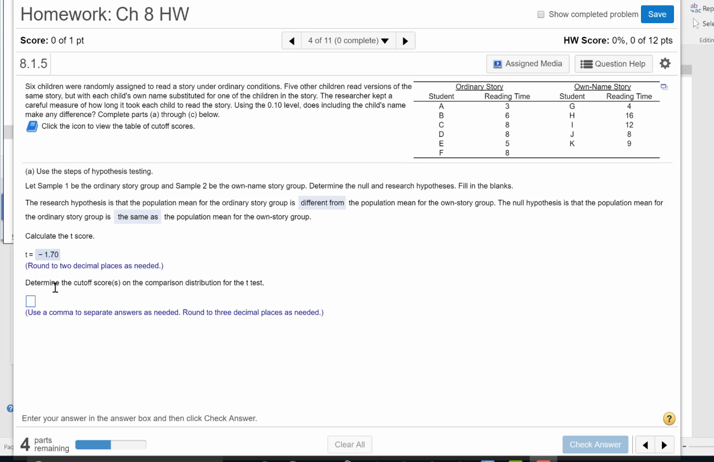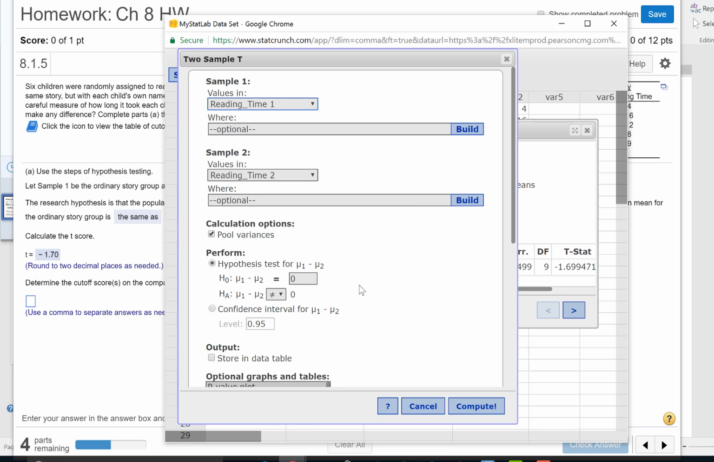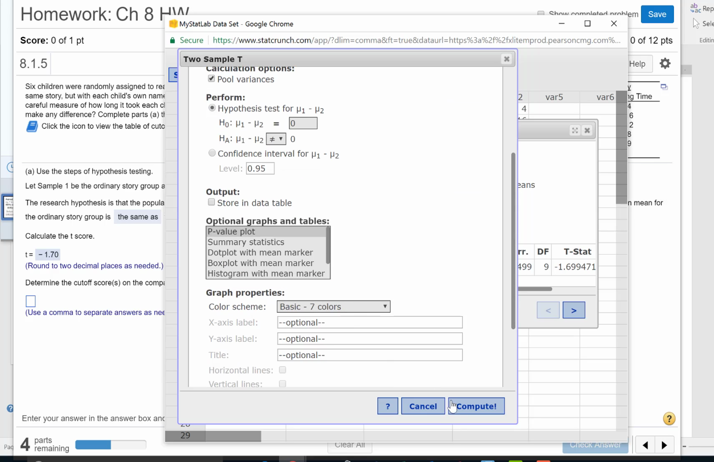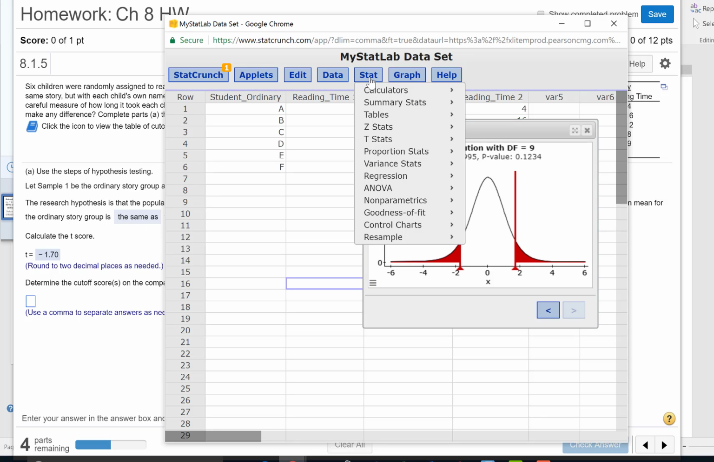Okay, now we want to determine the cutoff scores. So if we were going to graph this out, let me show you. I went back into this test and selected the p-value plot, and it gives me this plot here. So we want to know where are those cut scores that I need in order to determine if it's significant or not. So this is one way to do it, and it's healthy to do a couple of these this way. So I'm going to show a couple ways to do it.